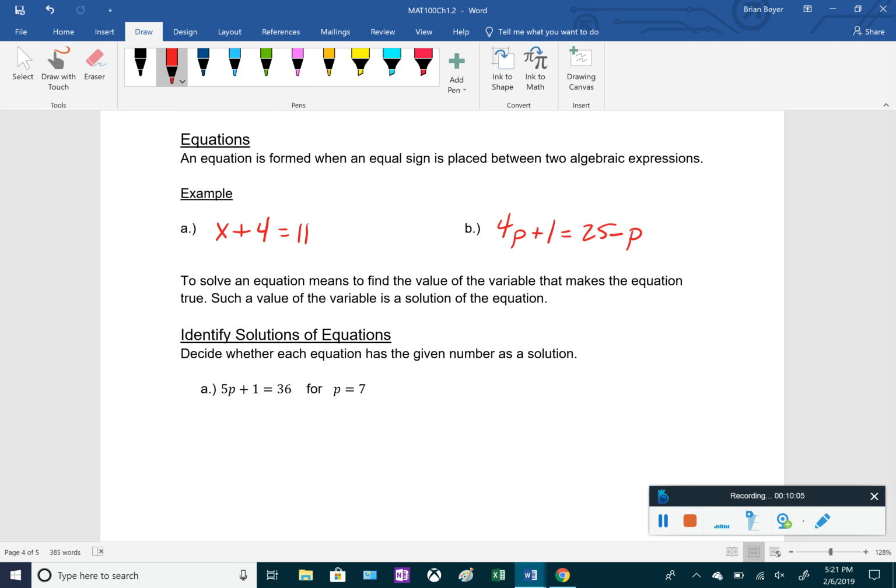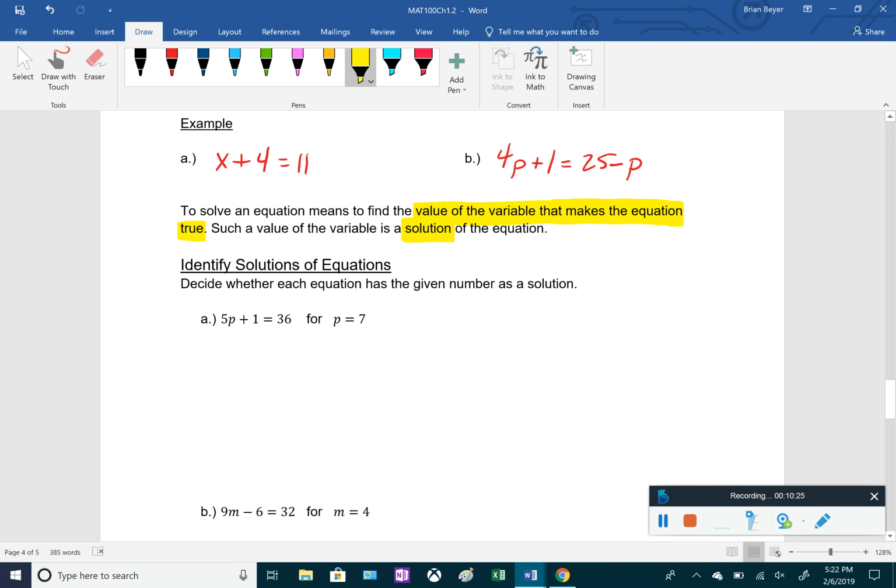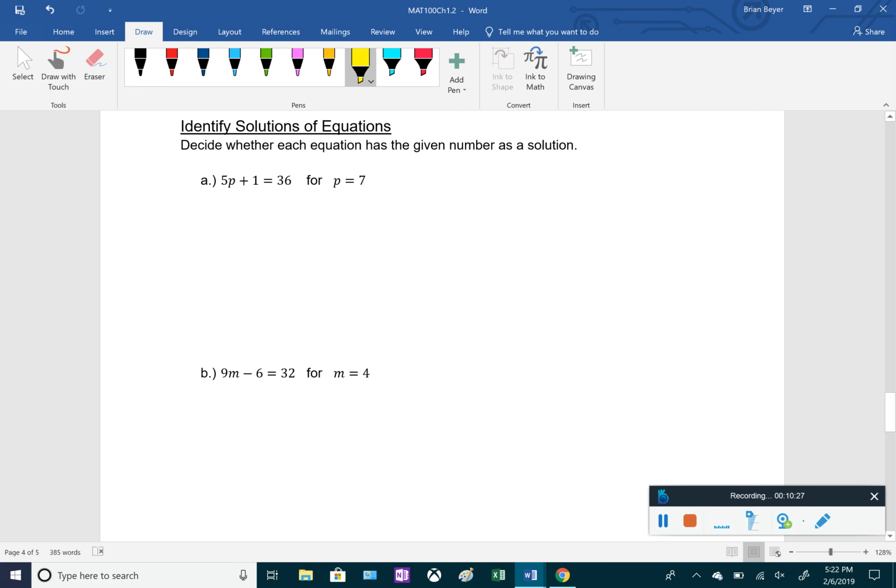So when we're solving equations, to solve an equation means we're finding the value of the variable that makes the equation true. And that value that makes the equation true is called the solution. So the value of the variable that makes the equation true is the solution. So before we start getting into solving them, let's start by identifying which are solutions to equations. So let's decide whether the number given is the solution to the equation.